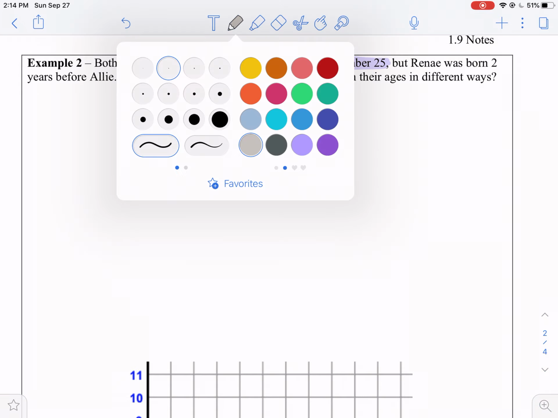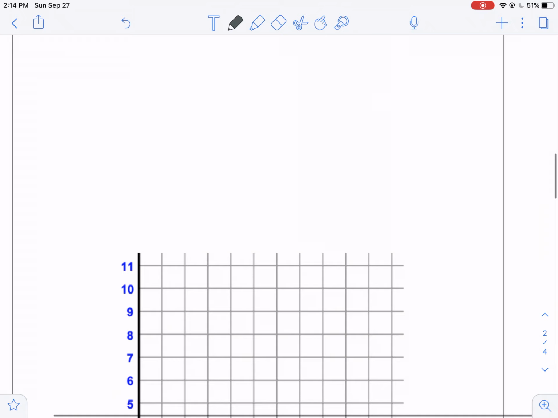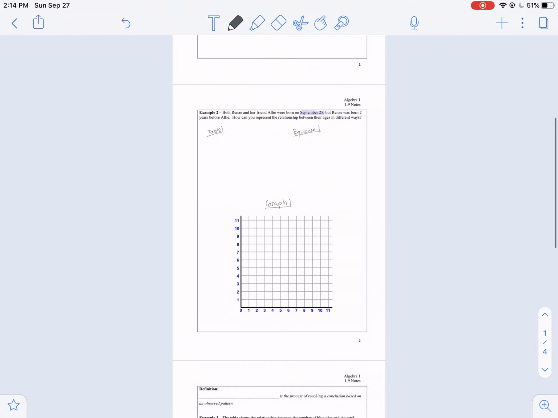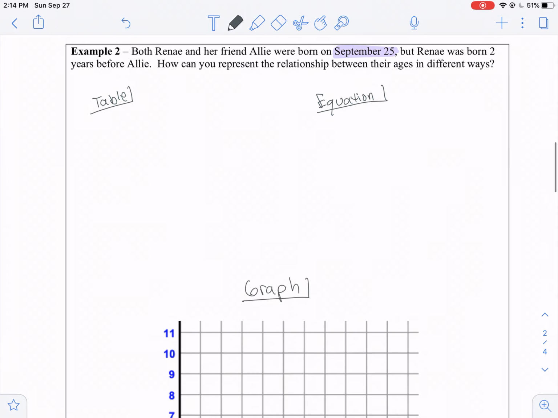We're going to represent their relationship in a table. We're going to represent the relationship in an equation. And then finally, we're going to represent their relationship in a graph, and not their relationship as in their friendship, but the relationship between their ages. And I put graph paper in there already for you guys to keep your lives neat and to save us some time. Okay, so let's make a table.